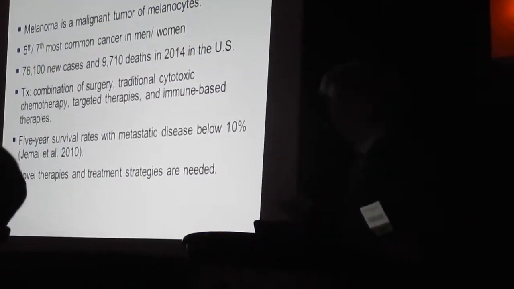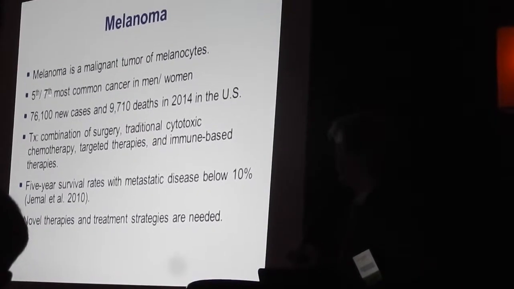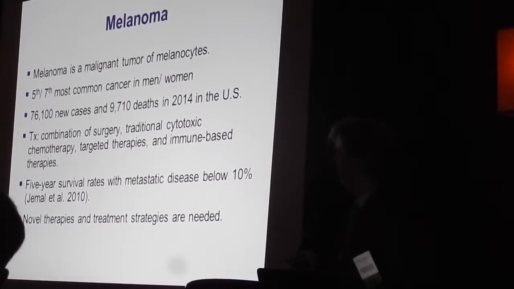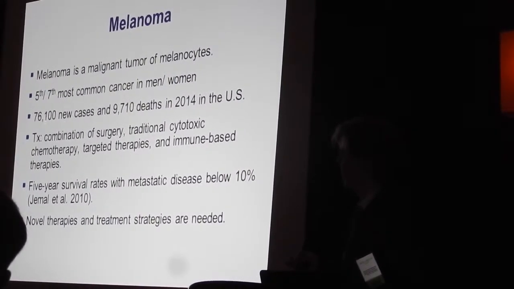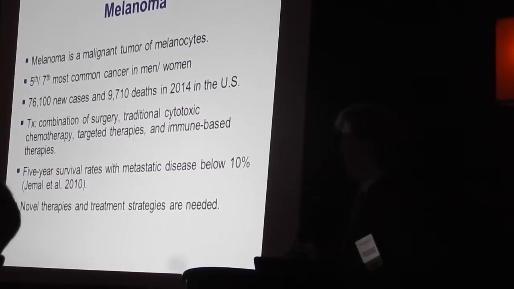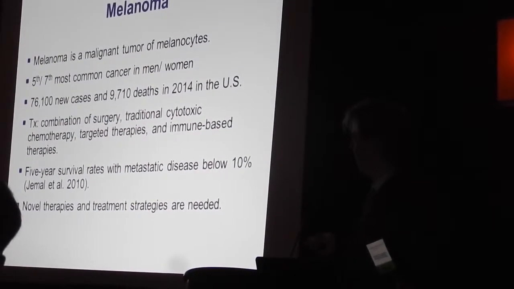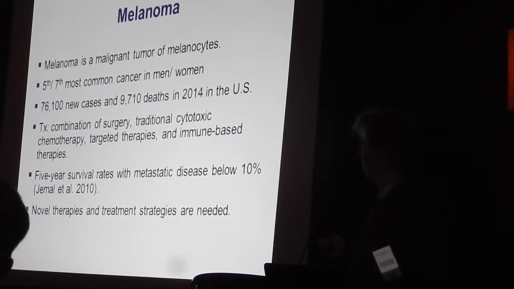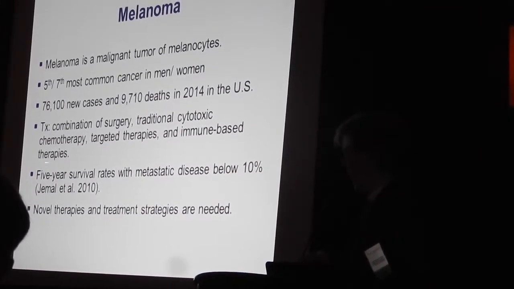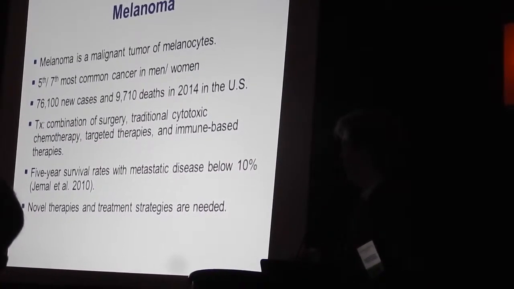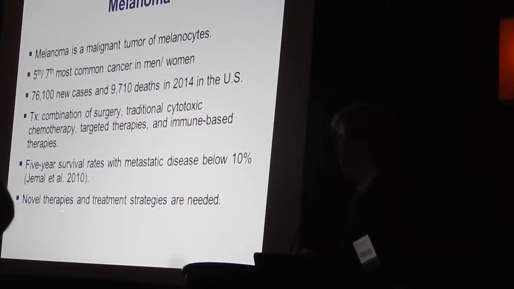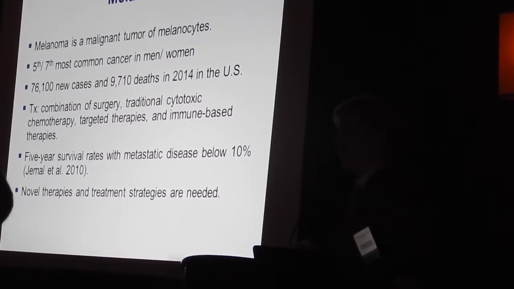Melanoma is a malignant tumor of melanocytes. It's the 5th and 7th most common cancer in men and women, respectively. In the United States, in 2014, there's going to be approximately 76,000 new cases and just under 10,000 deaths. The treatment consists of a combination of surgery, traditional cytotoxic chemotherapy, targeted therapy, and immune-based therapies. However, when the disease is metastatic, the 5-year survival rate is very poor, around 10%. So novel therapies and treatment strategies are needed.